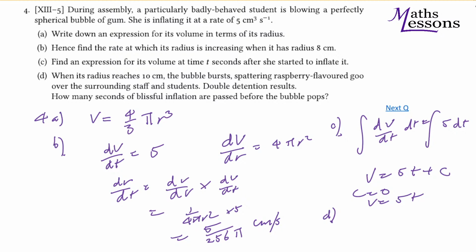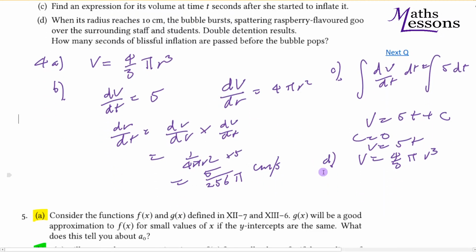4/3 pi r cubed, yes it is. Okay, yeah, we need to find the volume. Sorry, I'm being a bit dozy. So we need to find the volume. So the volume is equal to 4/3 pi r cubed, which is equal to, let's just give myself a bit more space to work with.